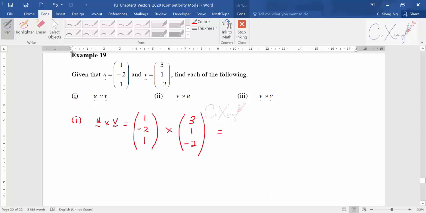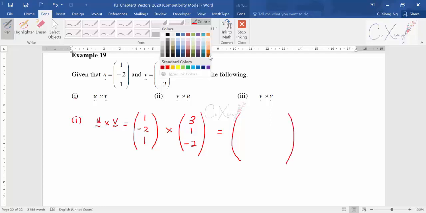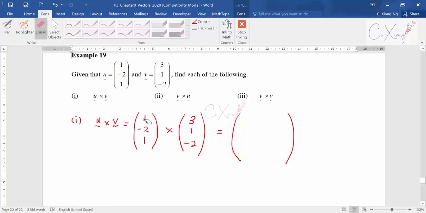So equals to, you will get a vector as your final answer. So what's your final answer here? First of all, for the first component, you cancel off the 1 and 3. So you just focus on the remaining 4 numbers, which is -2, 1, 1, and -2. So -2 multiplied with -2, you get a 4, minus 1 multiplied with 1, you get a 1. Okay, so this is how we get the first number.